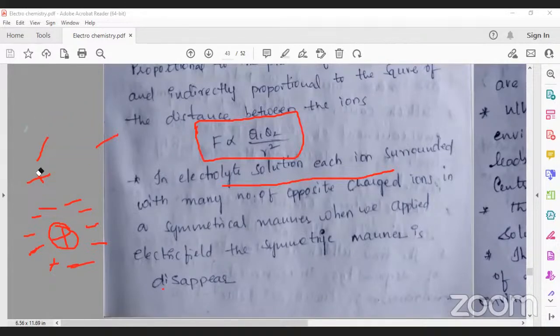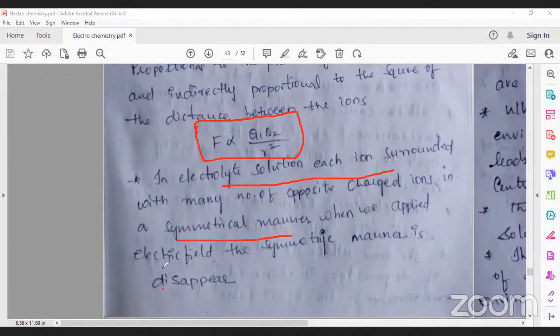So that is point number 7. So what does that mean? Two ions are there in an electrolyte solution. One ion is surrounded with oppositely charged ions in a symmetrical manner, right? See, each ion is surrounded with many oppositely charged ions in a symmetrical manner.